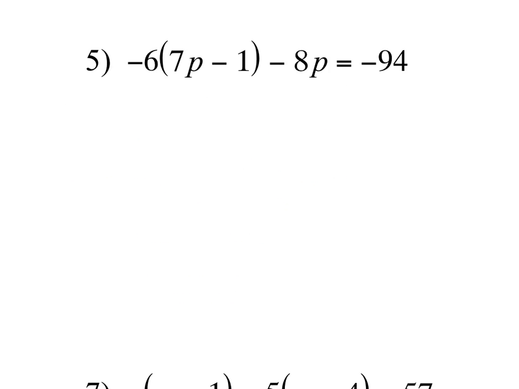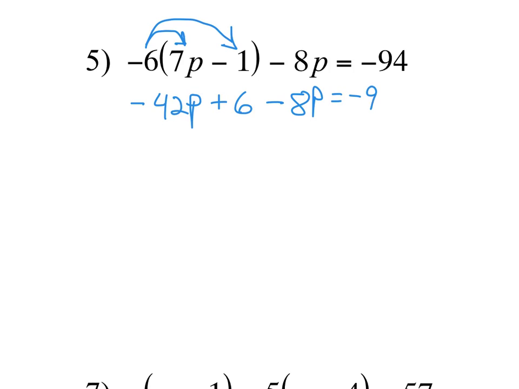In this problem, we have to distribute the negative 6 first, so we're multiplying. That negative 6 goes to both terms in the parentheses. We have negative 42p. Then the negative times the negative is positive. 6 times 1, 6. Minus 8p is negative 94.